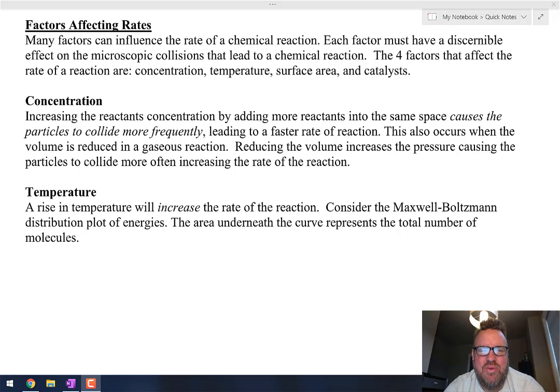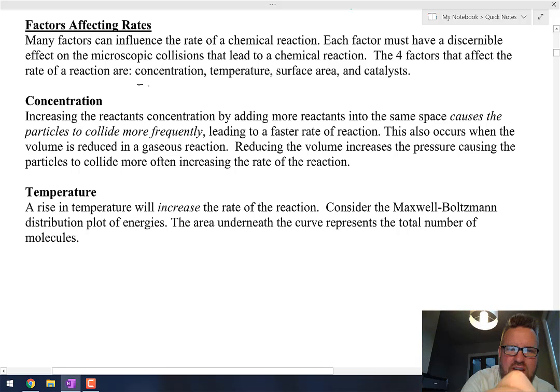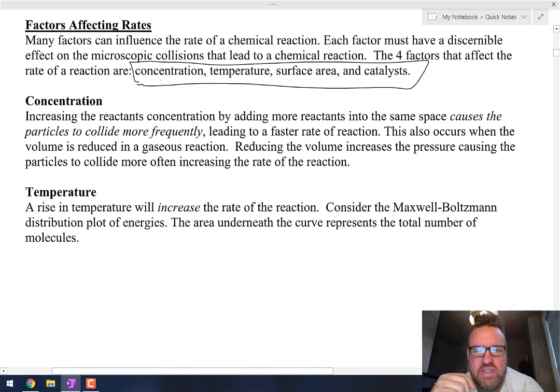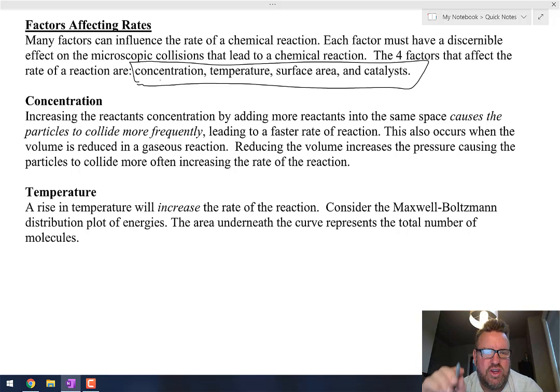In our previous video, we talked about whether the reaction is going to happen or not. In this video, we're going to talk about how, if the reaction's going to happen, there are 4 different things that affect how fast or slow that reaction's going to go. The 4 things that affect it are concentration, temperature, surface area, and catalyst. So let's start with concentration.